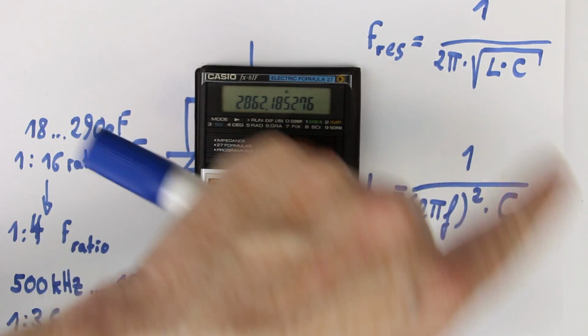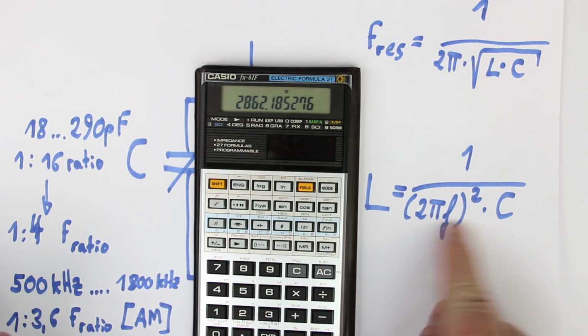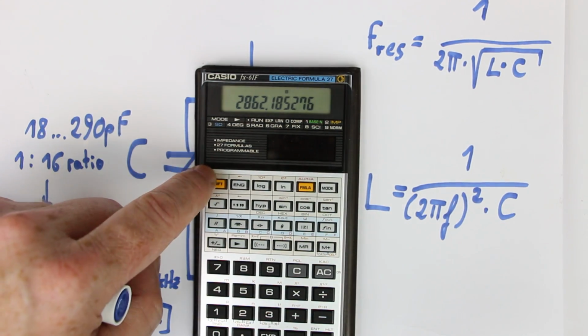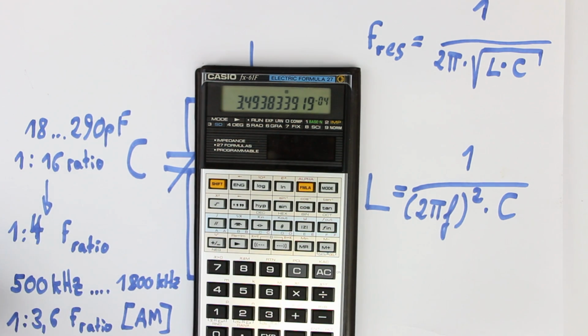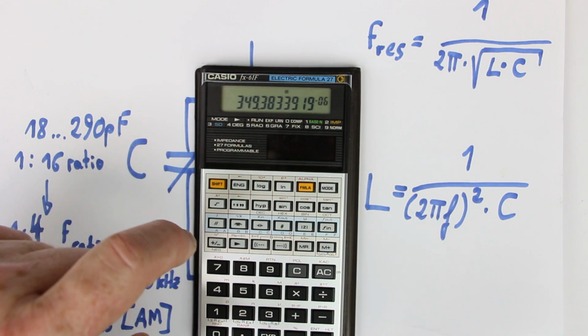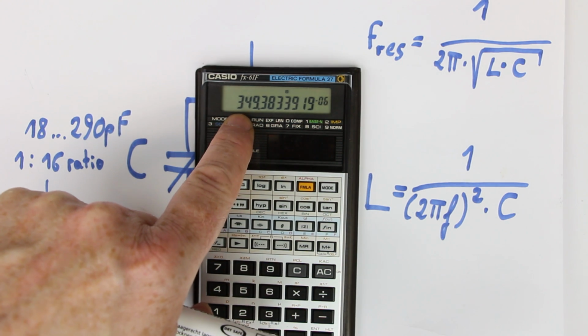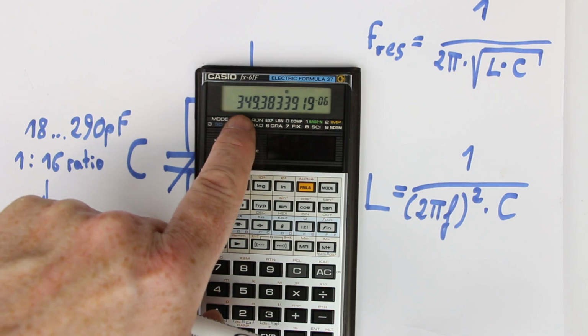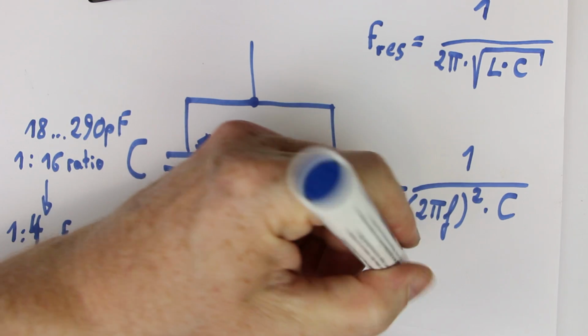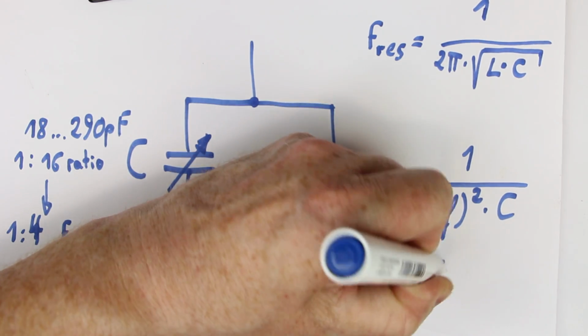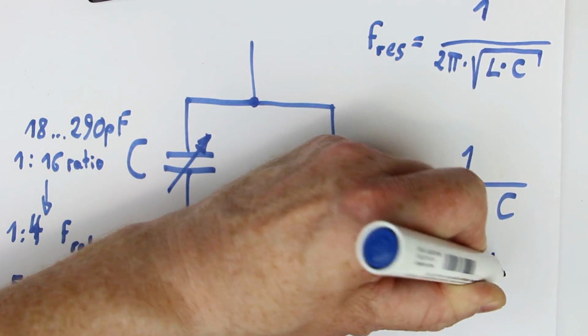And now we still have to take the reverse, because first of all I only calculated the denominator. Let's search for the reverse, and we get a value of, rounded, 350 microhenry in our example.